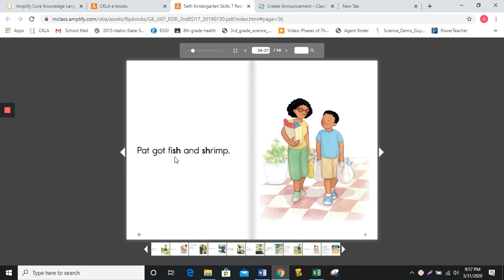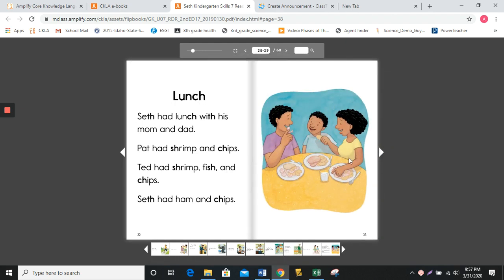Pat got fish and shrimp. This is lunch. This is our second story. Seth had lunch with his mom and dad. Pat had shrimp and chips. Ted had shrimp, fish, and chips. Seth had ham and chips.